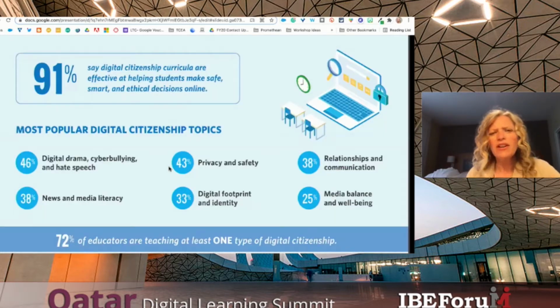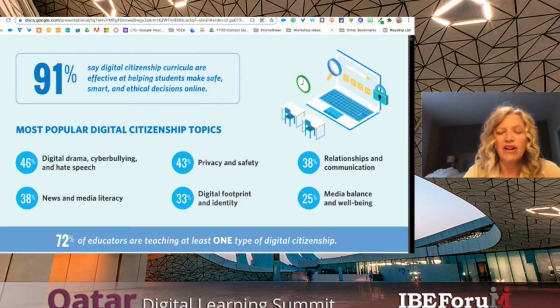So here on this first graphic, we see 91% say digital citizenship curricula are effective at helping students make safe, smart, and ethical decisions online. And all of this data is coming from the Common Sense Census. If you would like to take a look at this and read it more in depth, you can. There is a link at the bottom of this presentation that takes you to the report.